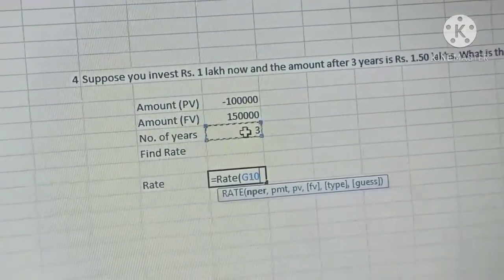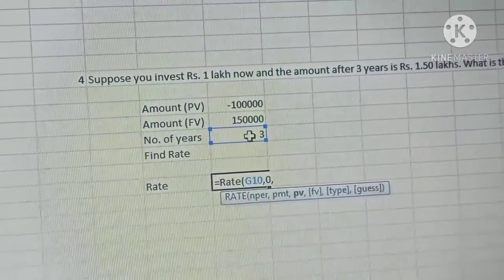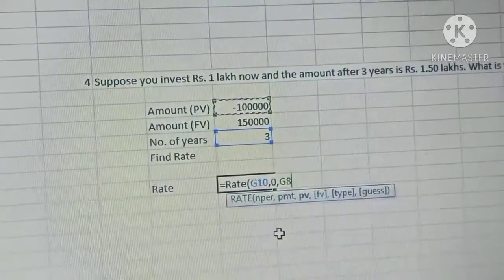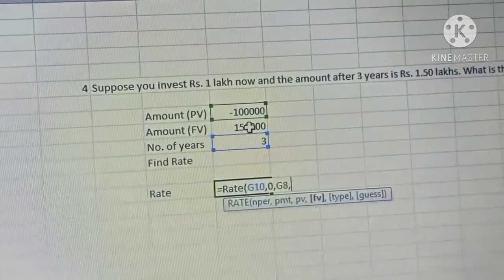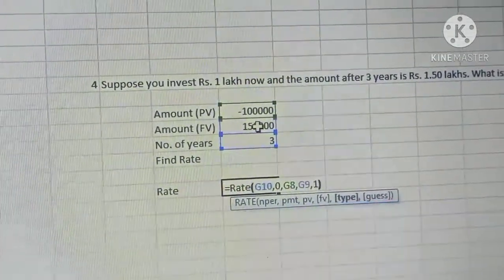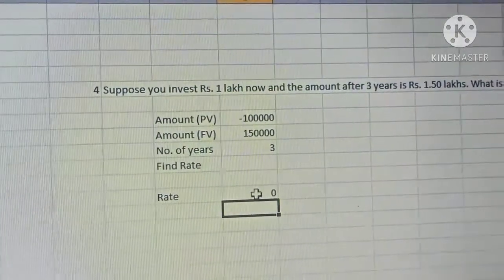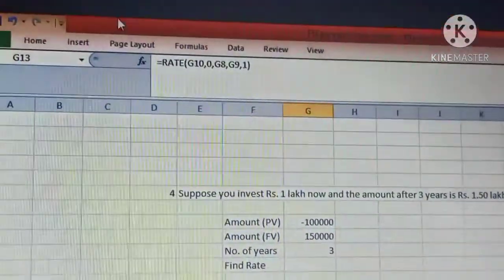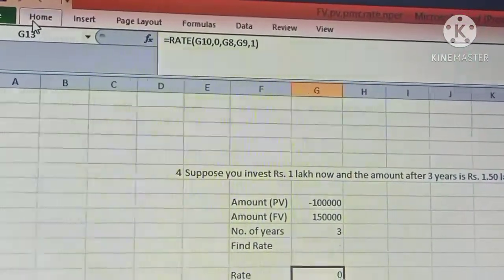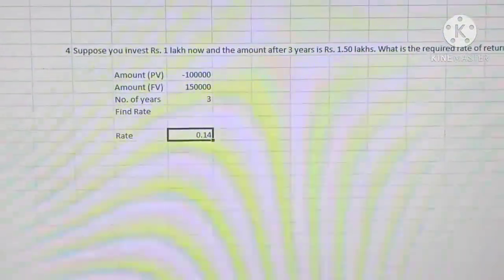NPER is 3 years. PMT is again 0 because we are not investing every month. PV is minus 1 lakh, you are investing it now. You require 1 lakh 50,000 after 3 years, and type 1 because it's in the begin mode. So this would be the rate is 14%.